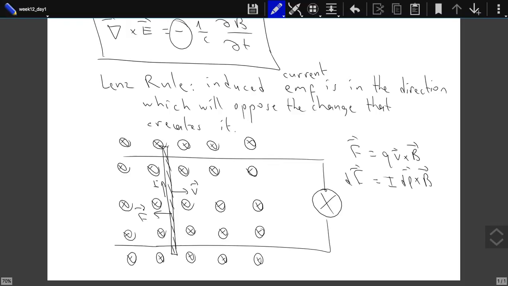So the motion of the rod is creating the magnetic field. So the current should be such that it will oppose this motion. Now the current will feel a force which can oppose this motion. So the direction of the current should be such that the force due to this current will be in the opposite direction. And that is in the upward direction. So that's what we mean by the current will be such that it will oppose the change that is creating it.